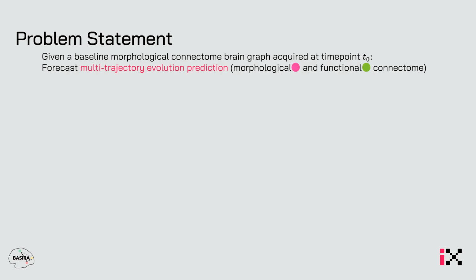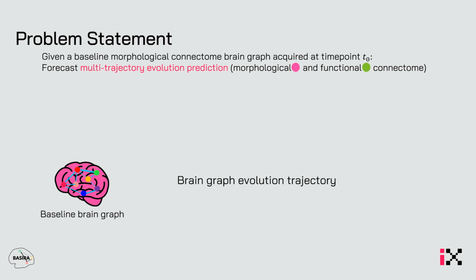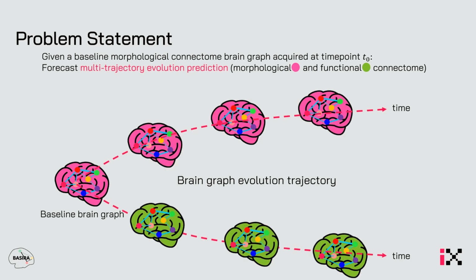Given a baseline morphological connectome at time point t0, we want to forecast the brain's trajectory evolution for both the morphological and the functional connectome over time.